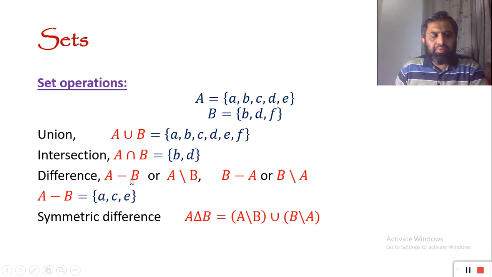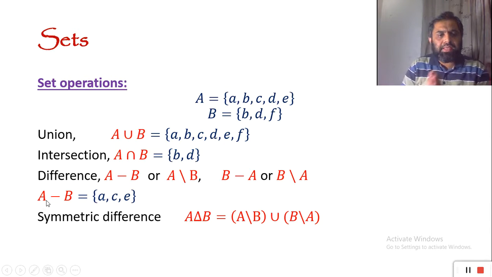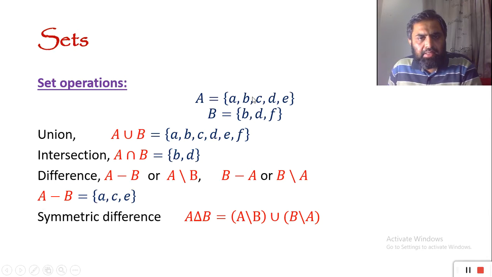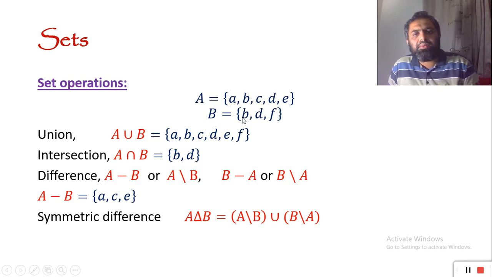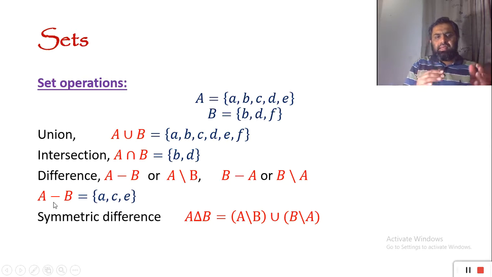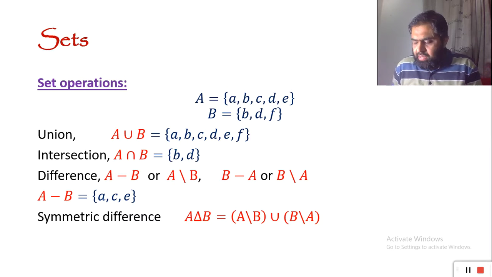Next is the difference set. A minus B: we want to see what is the difference between set A and set B. A minus B is those elements which are present in A but not in set B. So A, C, E are those elements which are in A. B and D we cannot include because these elements are present in B. In a way, you can see A minus B is when we take set A and exclude A intersection B from it. Those elements which are common between A and B we do not include in A minus B.